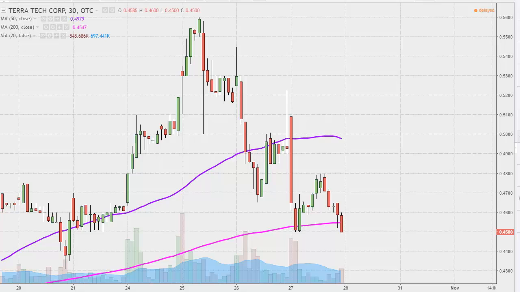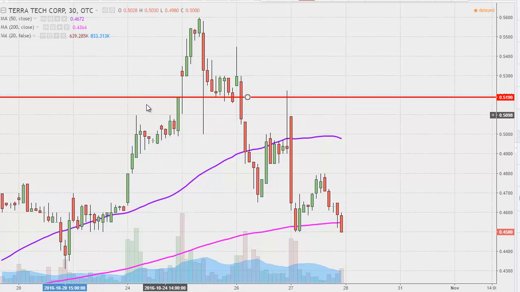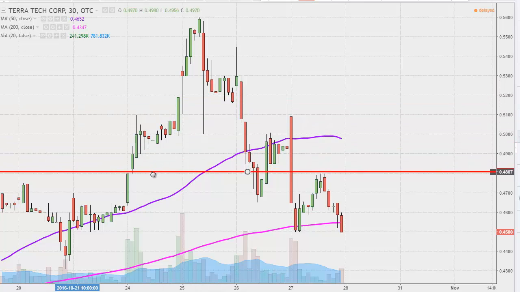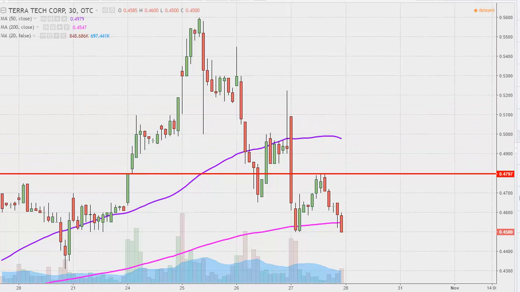I'm debating, do I even want to talk about levels of resistance? I'll talk about one quick level of resistance. With any sort of bounce, the initial level of resistance you're going to want to see the price fight through is right there at 48 cents. You can see right here during this bounce, that's where the party stopped.